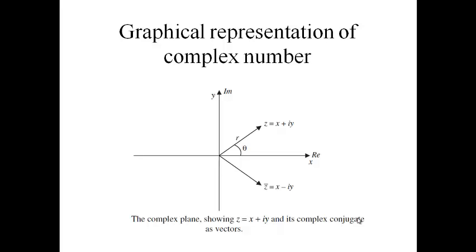So this is the graphical representation of a complex number. The complex number z equal to x plus iy is shown in the first quadrant and its complex conjugate is in the fourth quadrant, that is x minus iy. Here in the first quadrant x is positive and y is also positive. Here r denotes the modulus of the complex number, and theta represents the argument of the complex number.